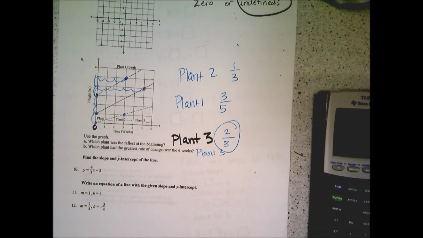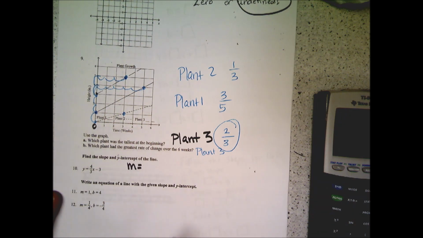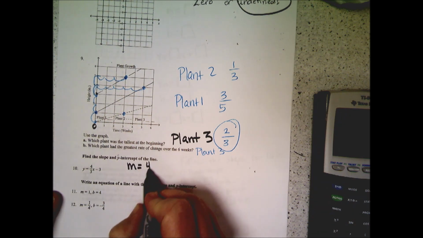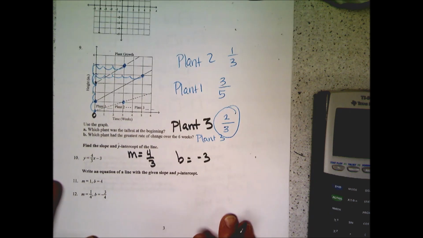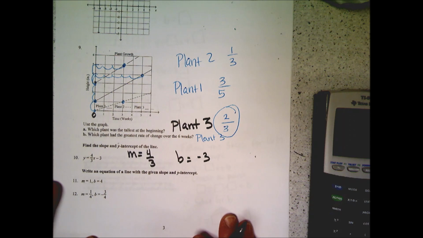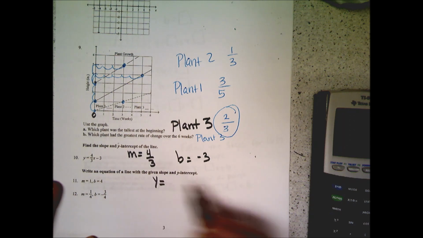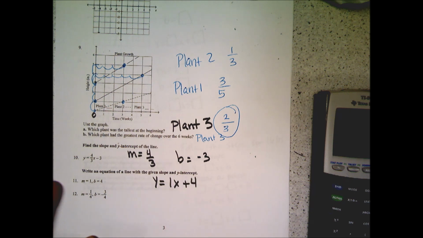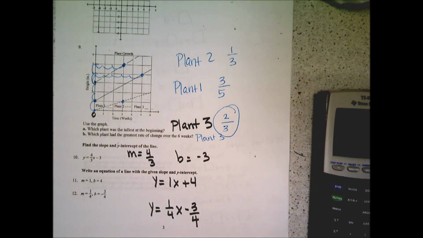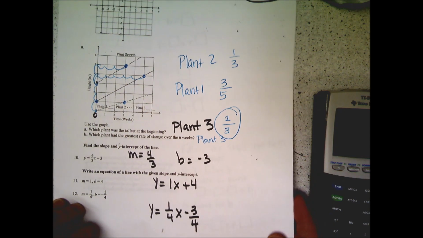Number 10. What's the slope? 4/3. What's the y-intercept? -3. 11. All you got to do is write the equation. Y equals, very good, 1x plus 4. Number 12. Or I could just write it as y equals 1/4 x minus 3/4. Good.